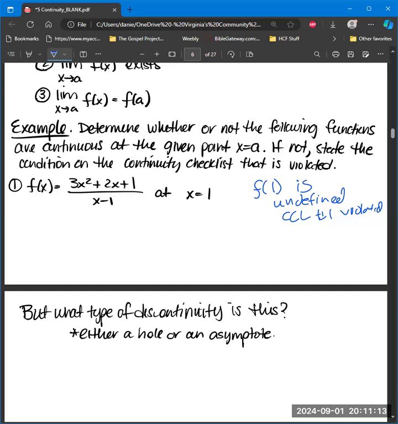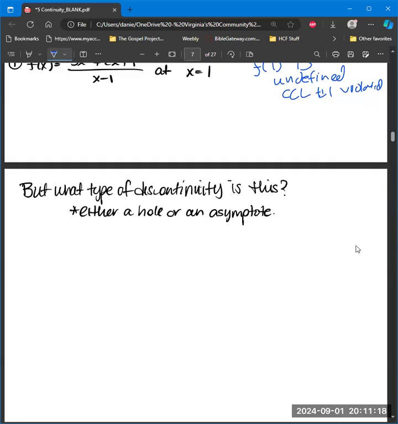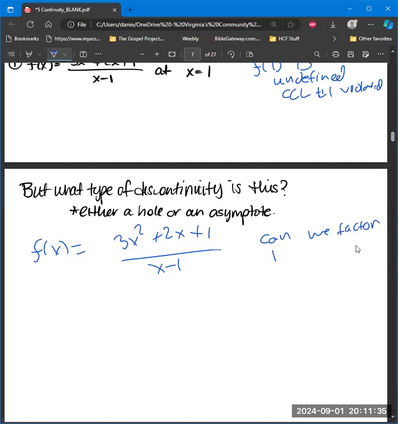So what type of discontinuity is this? It's either a hole or an asymptote. The question is, if we write f of x equal to 3x squared plus 2x plus 1 over x minus 1, can we factor the numerator so that x minus 1 is a factor?